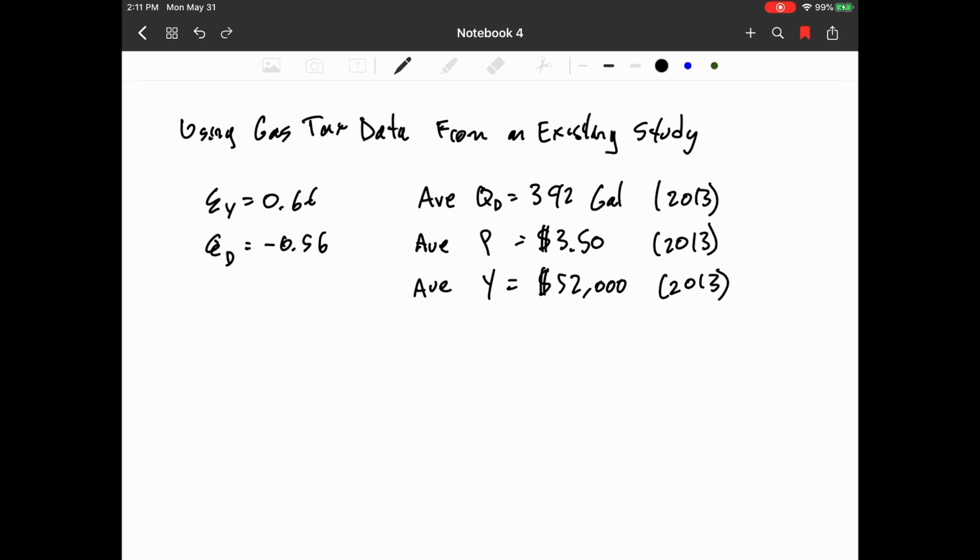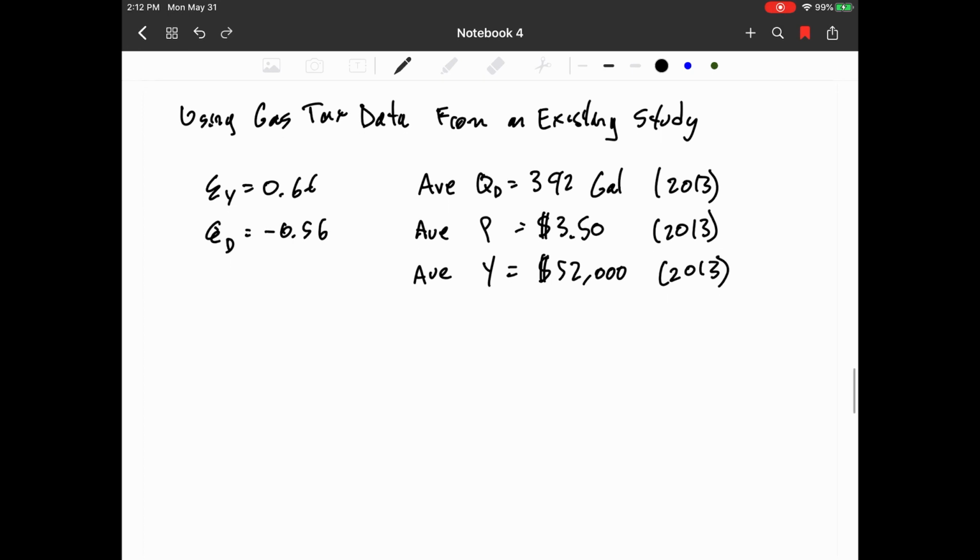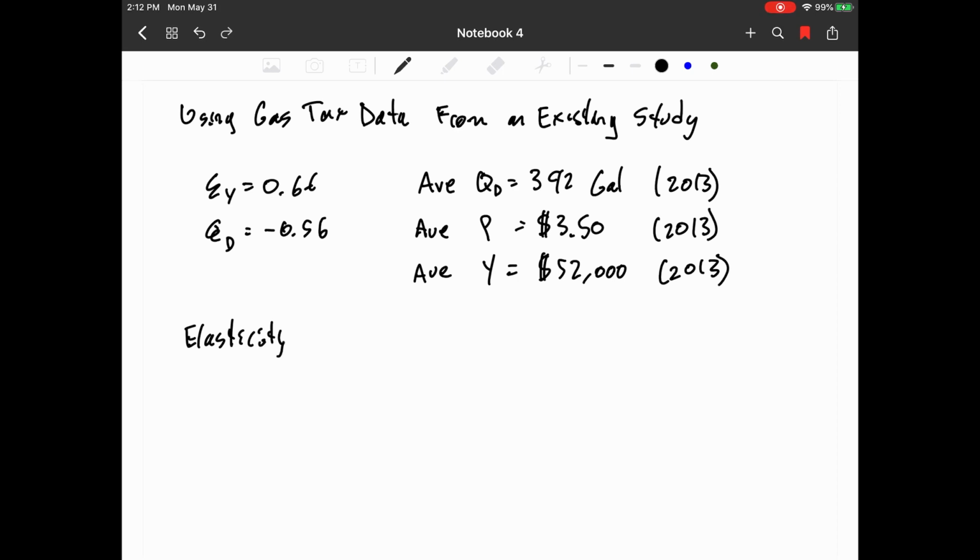Okay, so the next step I'm going to take is to deviate slightly from the demand curve we walked through above. This just makes our life a little simpler when we're dealing with data. What we're going to assume is that elasticity is constant. And if this is true, then our demand curve looks like the following.